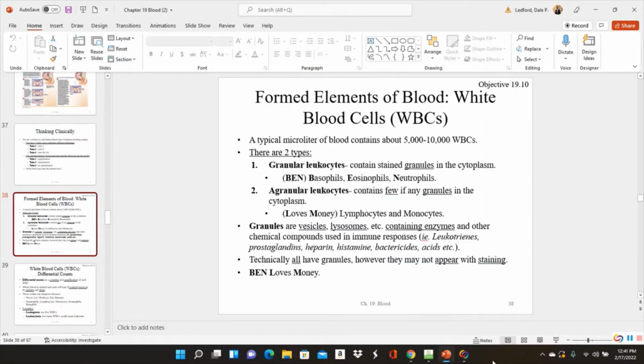Hello, everyone, and welcome to part 2 of chapter 19. So now we're going to pick up with white blood cells, platelets, and look at how we stop bleeding. So we'll get into this and talk about it a little bit.